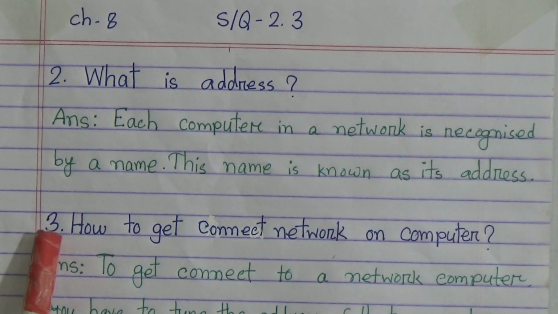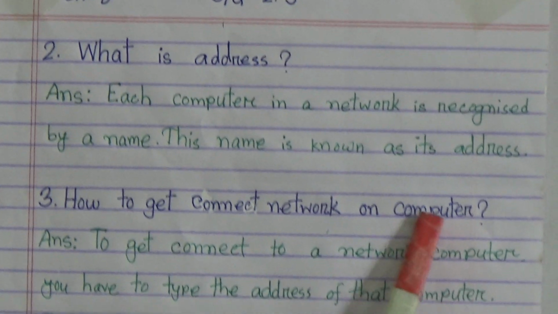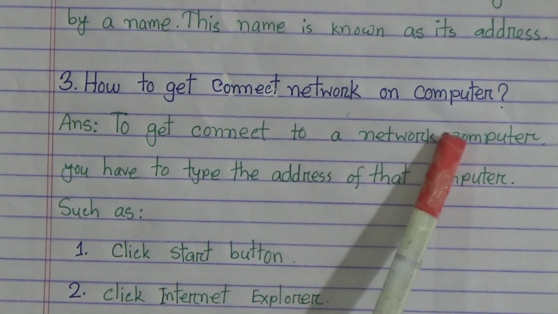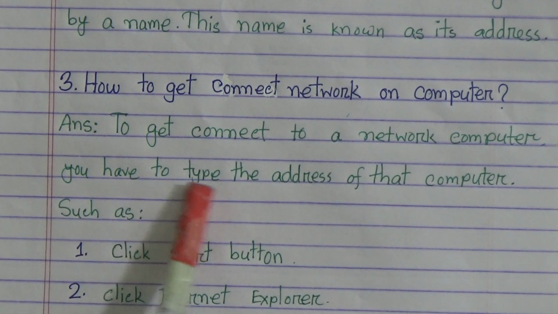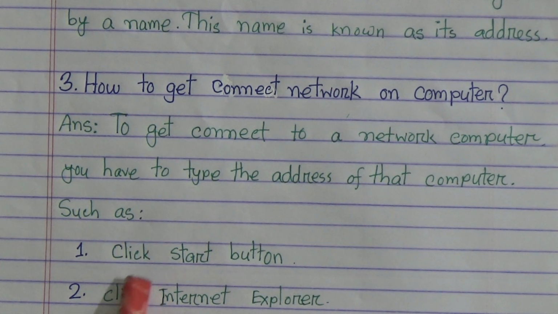Now question number 3: how to get connect network on computer? As answer, to get connect to a network computer, you have to type the address of that computer, such as: number 1, click start button. Number 2, click Internet Explorer. Number 3, type the address of the computer. Number 4, strike the enter key.